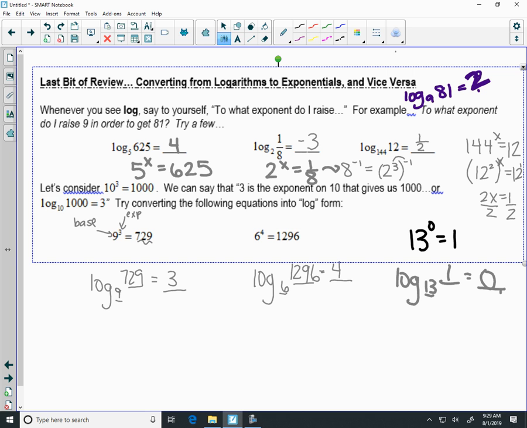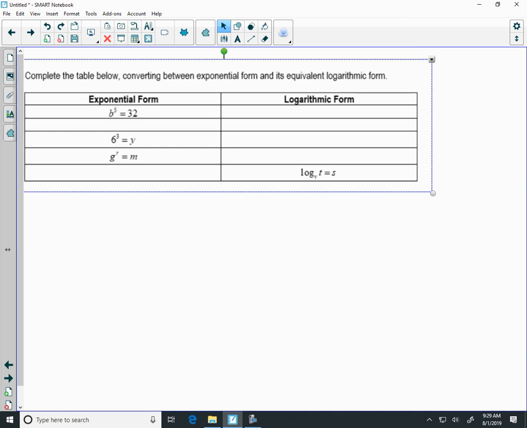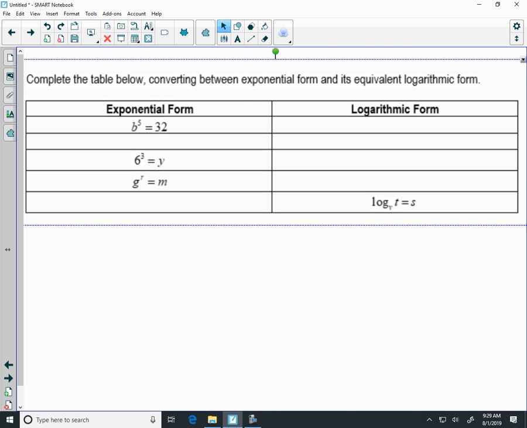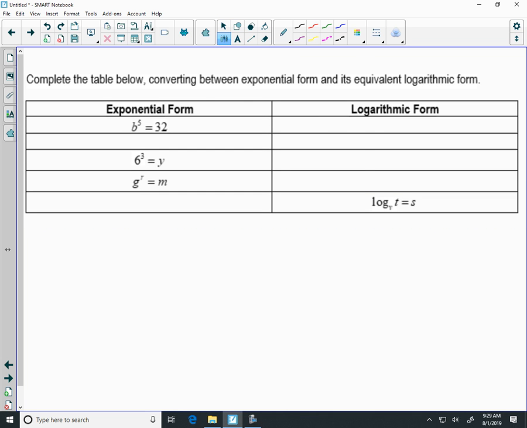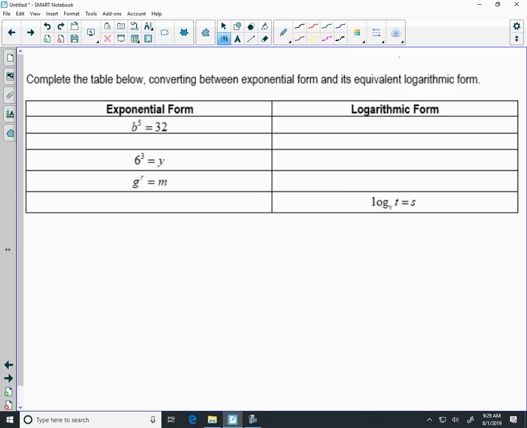The rest of this page is just working these back and forth, exponential form to logarithmic form. So if you feel good about those first couple, fly through it. If you feel like you need more explanation, keep watching. I'm going to keep working. So here, I'm just going to do all of the ones that are exponential to logarithmic form.